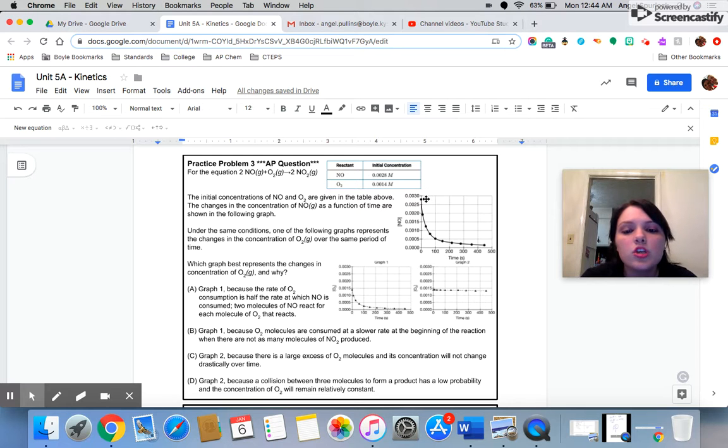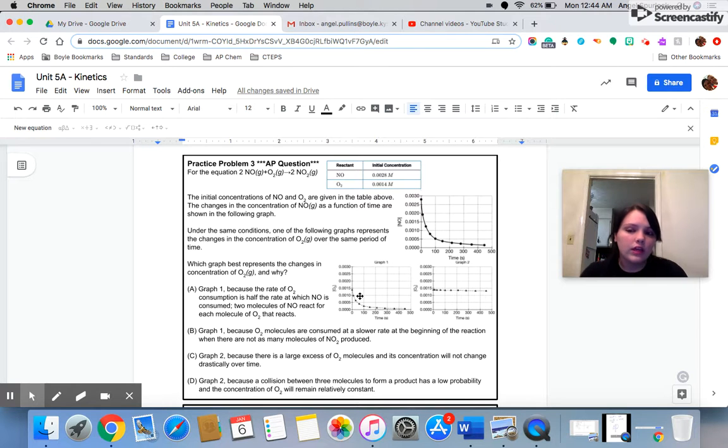So our initial concentration of the nitrogen monoxide was about 0.0028. If we see what happens initially, it decreases to about 0.19, it looks like. So it decreases by almost a concentration of 10, right? But if we take a look at graph 1, we start at 0.0014, and then we go down to about 0.9. So the concentration of nitrogen monoxide decreased twice as quickly as the concentration of the oxygen in graph 1.